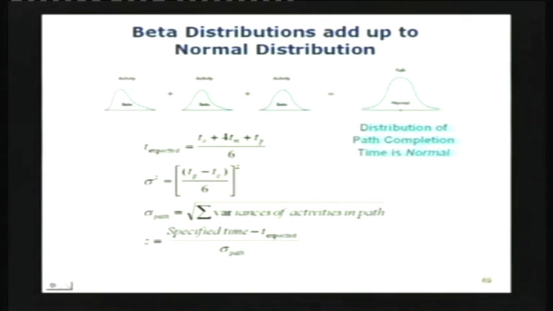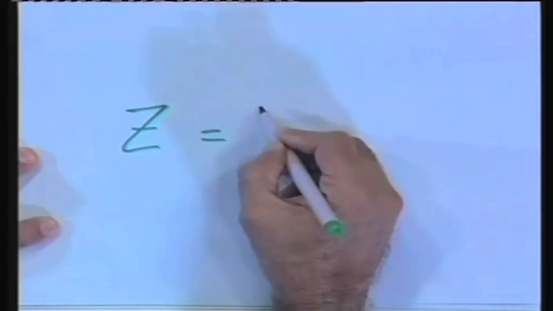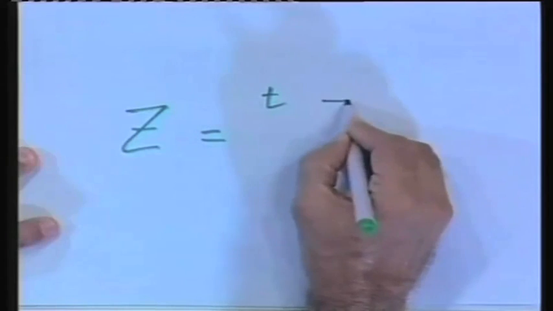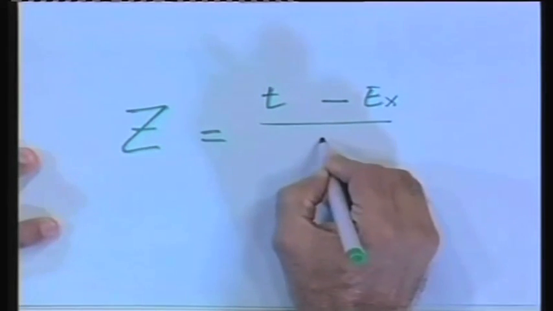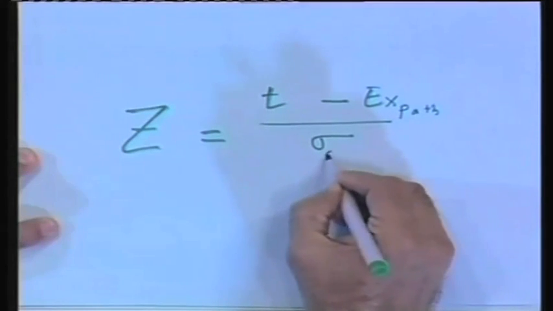The beauty of this is, once I know the expected quantity and the variance, and from that I get my sigma, I can construct a variable called the z variable. Z is a standard normal variate, which is basically any time t minus t expected, divided by sigma. This is of course for the path. This is also for the path.